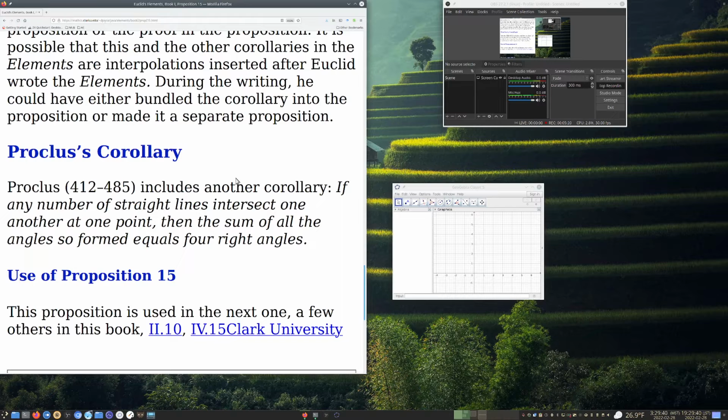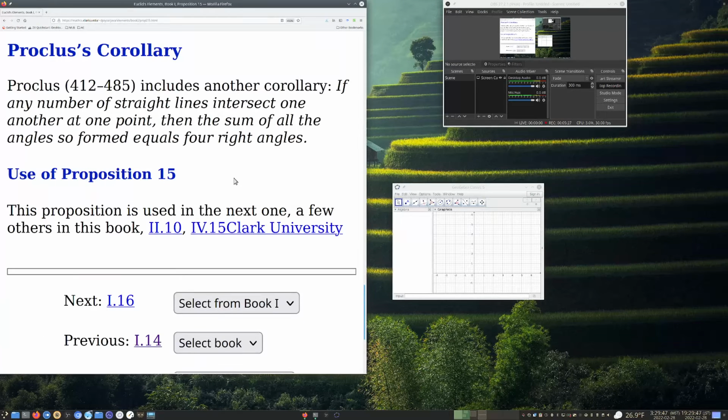This proposition is used in the next one, a few others in this book, 2.10, 4.15. Clark University. Wow, they named one after Clark University.